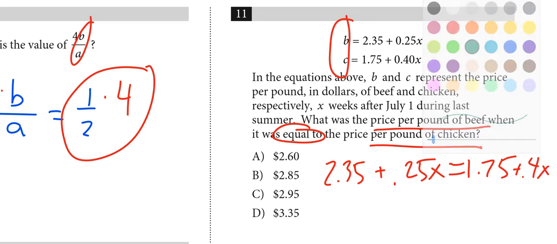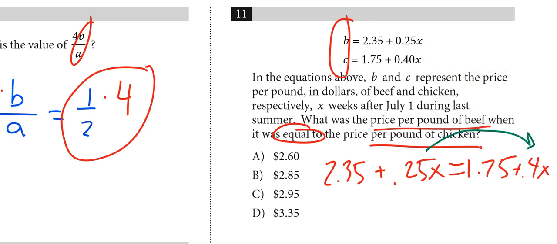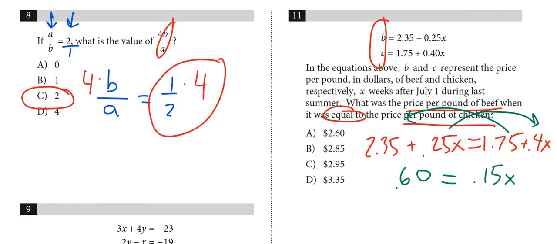Then we're going to start moving things around, right? We're going to move that to this side. We're going to move that to this side. So that would give me 0.15x. 2.35 take away $1.75. I think that's about 60 cents. All we're doing is subtracting those things and then division. So we get x equals 4. Wait a second, I don't see that answer in the answer choices.